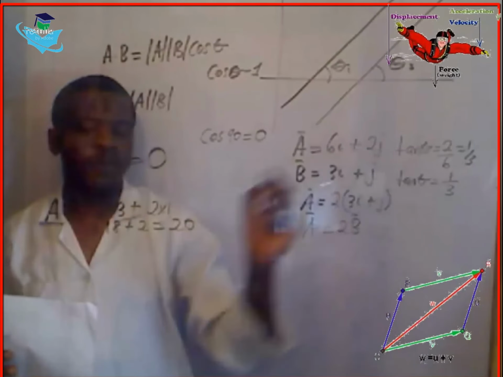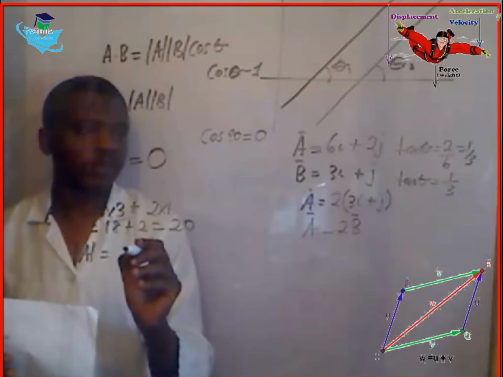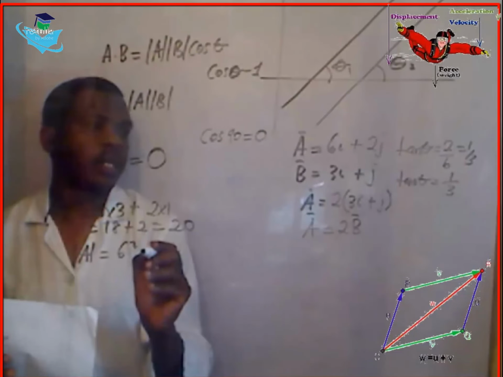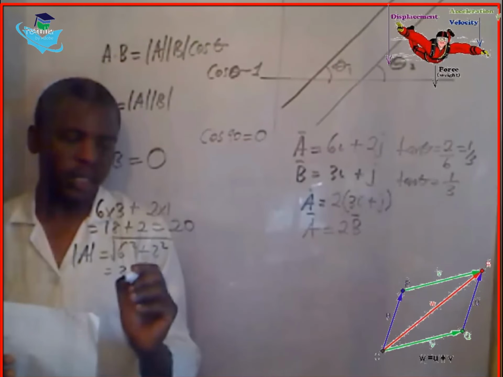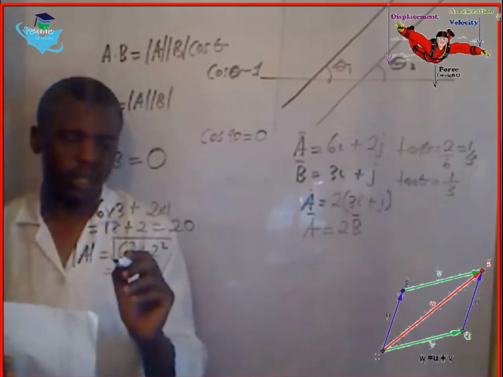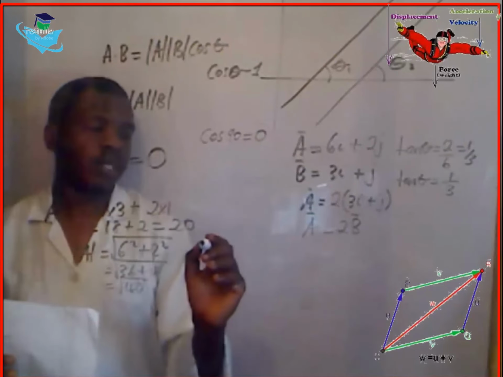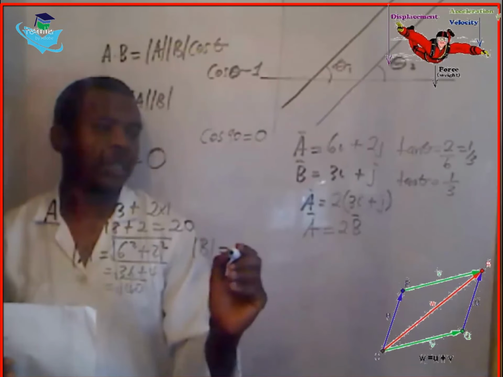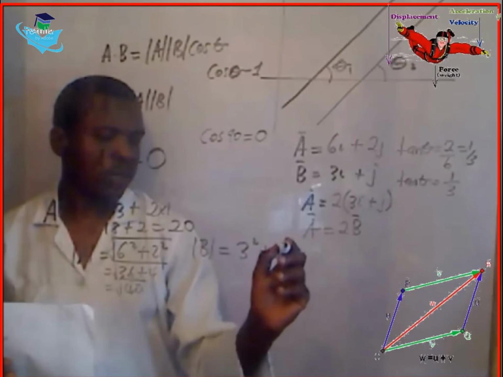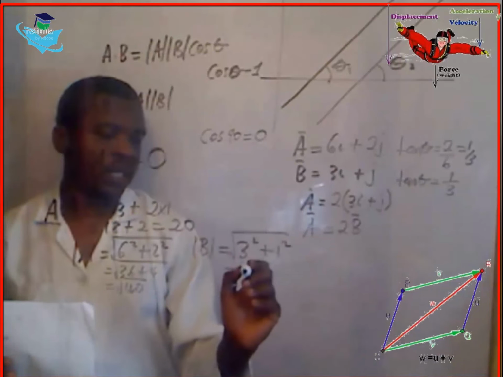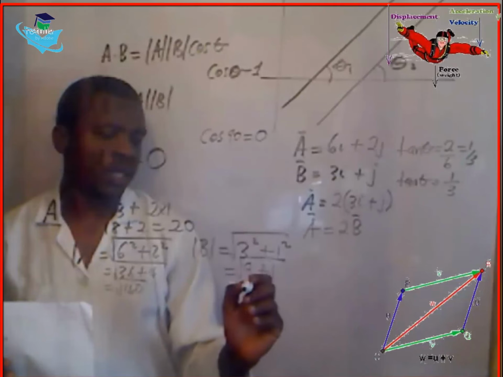What is the magnitude of A? A magnitude is equal to the square root of 6 squared plus 2 squared. This is the square root of 36 plus 4, which is the square root of 40. What is B magnitude? This is equal to the square root of 3 squared plus 1 squared. This is the square root of 9 plus 1, which is equal to the square root of 10.